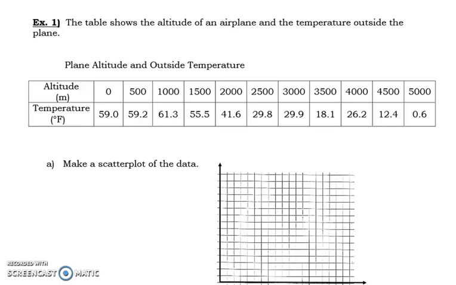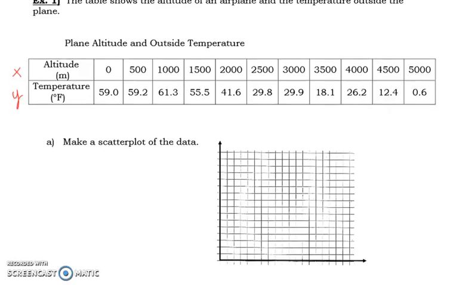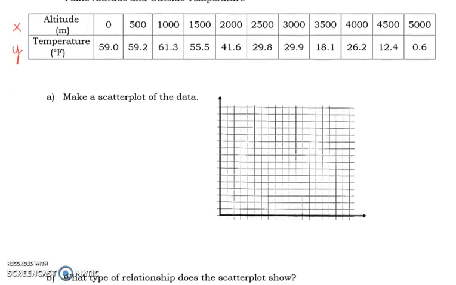Okay, so for the first example, what we're going to do is take the data and create a scatter plot. So this table shows the altitude or height of an airplane and the temperature outside the plane. So the altitude is the first variable, so we're going to make that our x-axis. And the temperature is the second variable, so we're going to make that our y-axis. And what we're going to do is create a scatter plot of the data. So we're just going to create ordered pairs based from the altitude and temperature.